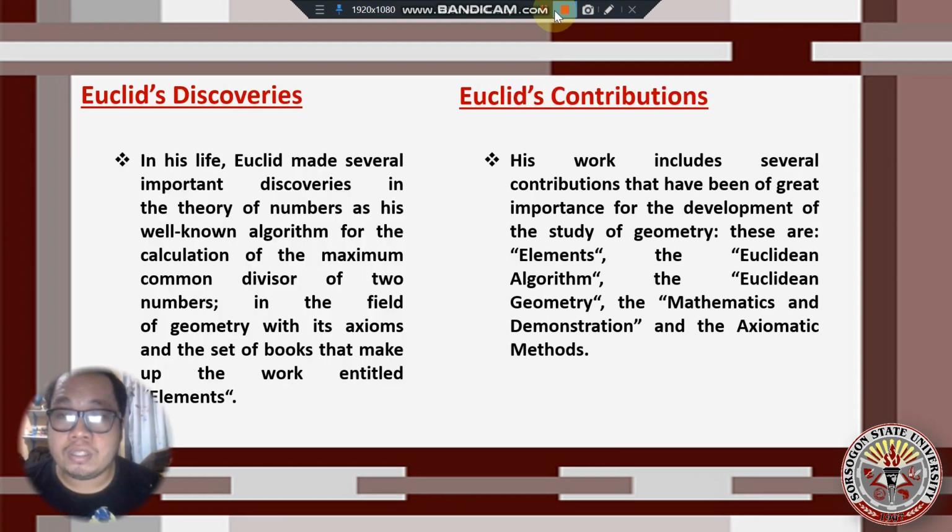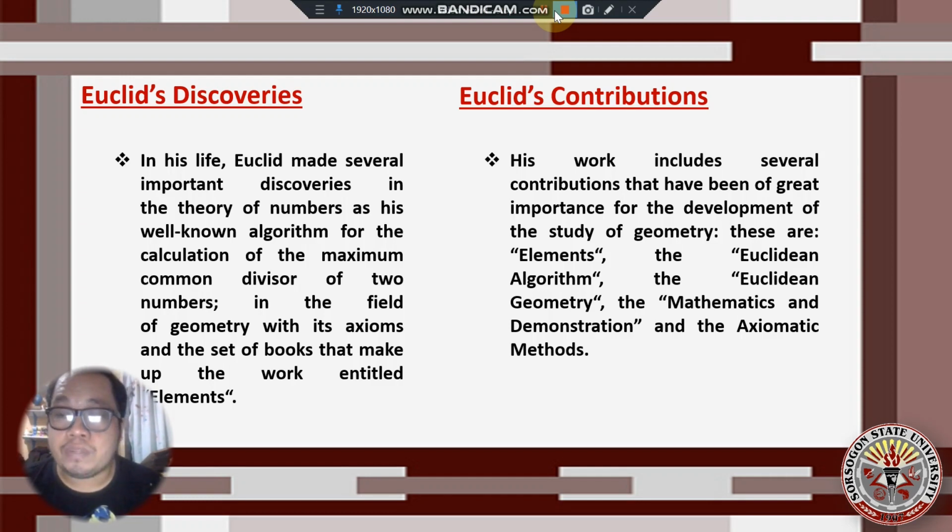As to Euclid's discoveries, he made several important discoveries in the theory of numbers, as his well-known algorithm for the calculation of the maximum common divisor of two numbers, in the field of geometry with its axioms and the set of books that make up the work entitled Elements.